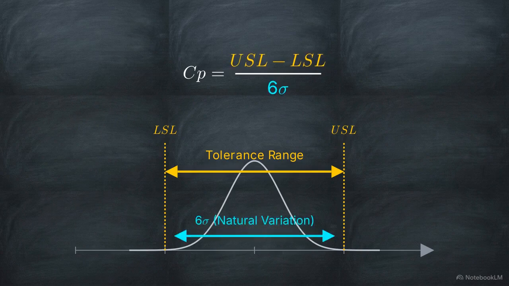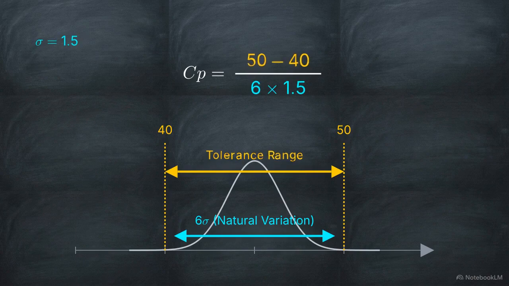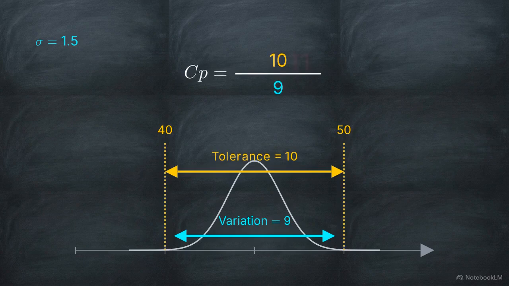of 6 sigma. Applying this to a dataset, we have an upper specification limit of 50, a lower limit of 40, and a standard deviation of 1.5. The tolerance room is 10. The variation is 9. Dividing yields a Cp score of 1.11.